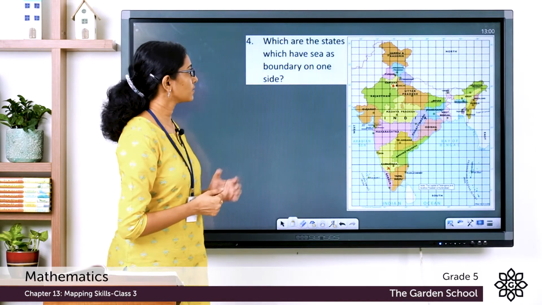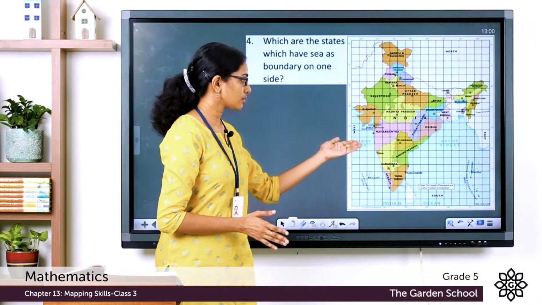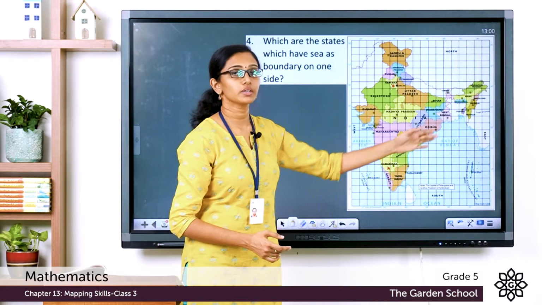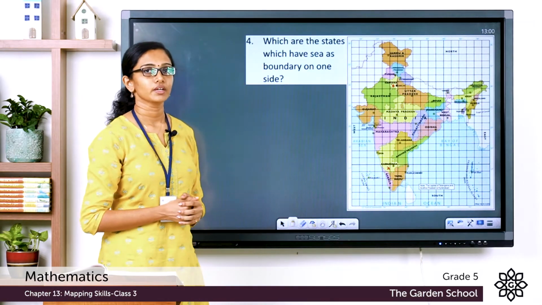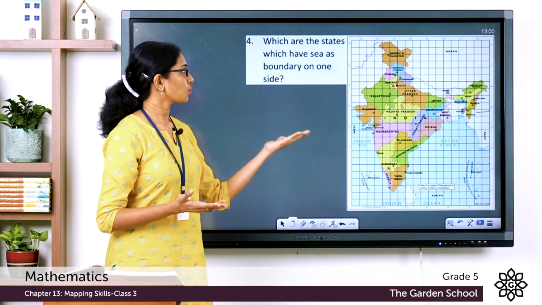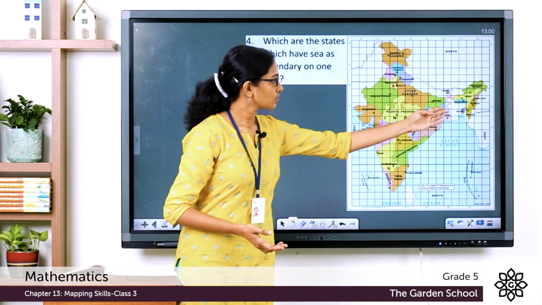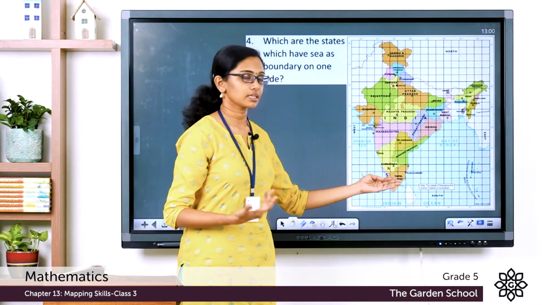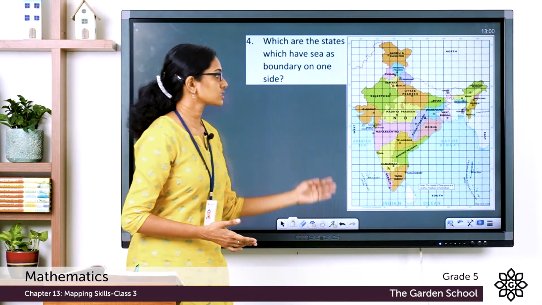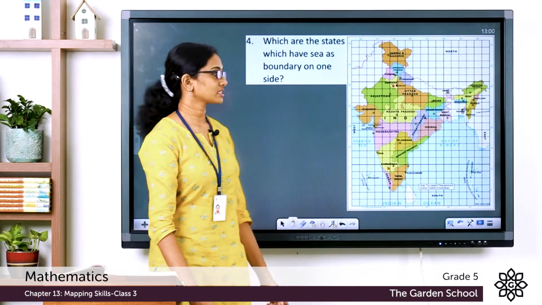Which are the states which have sea as boundary on one side? So in the map, you're able to see the Arabian Sea to the west, the Indian Ocean towards the south, and the Bay of Bengal towards the east of India. So you're asked to find out which are the states that have sea on one side of its boundary. So which would be the states? You can see the states like West Bengal, Odisha, Andhra Pradesh, Tamil Nadu, Kerala, Karnataka, Goa, Maharashtra and Gujarat. These states have sea on one side of their boundary. So let's have a look at the answer once again.